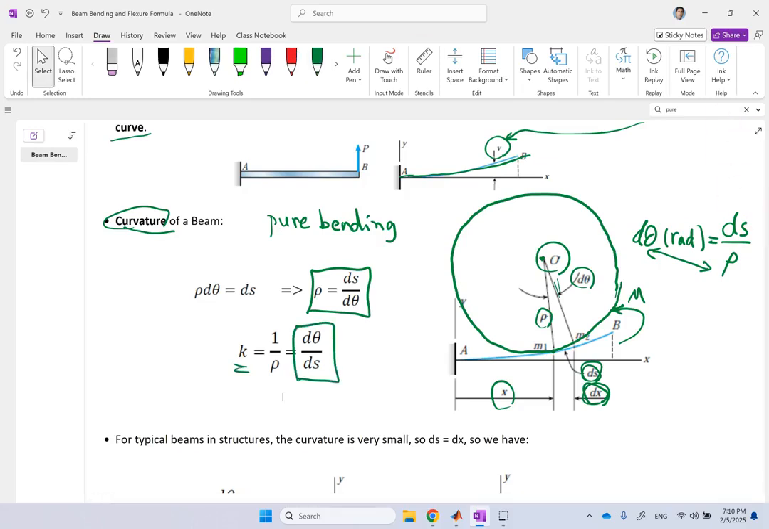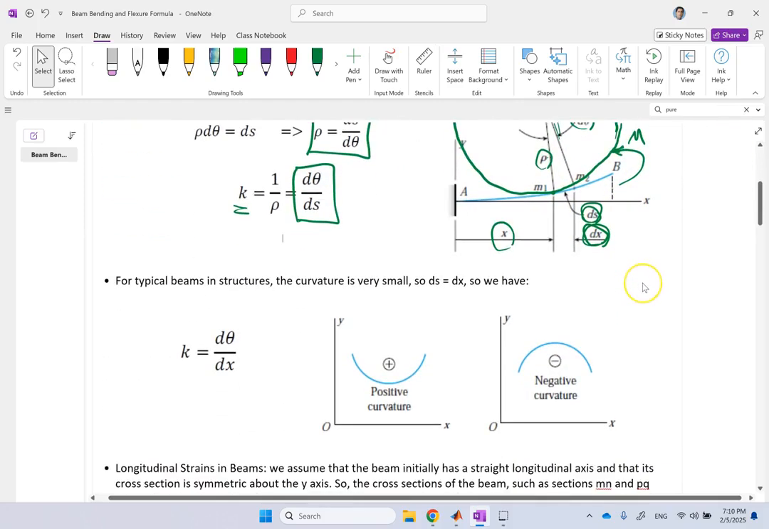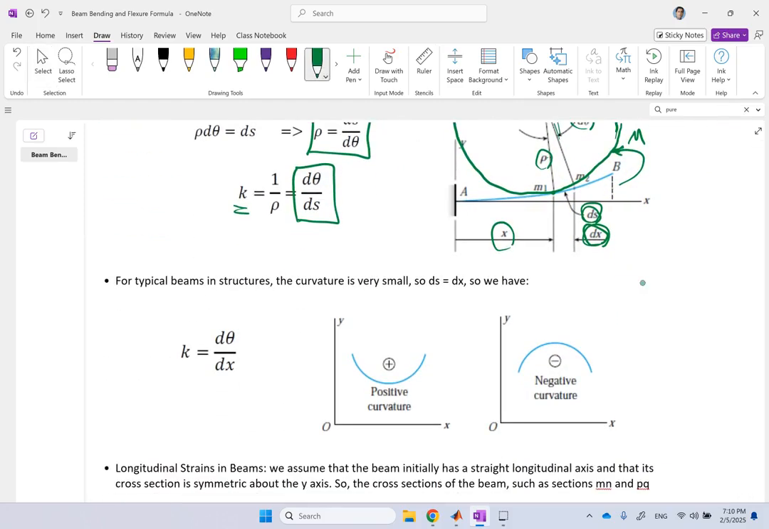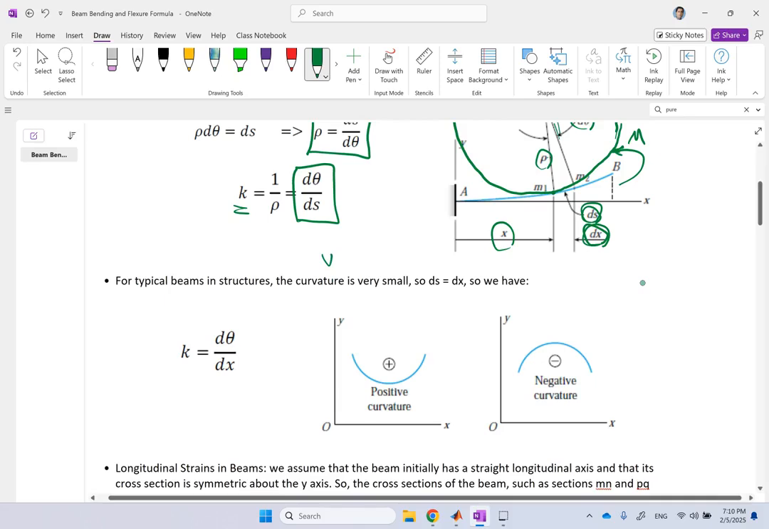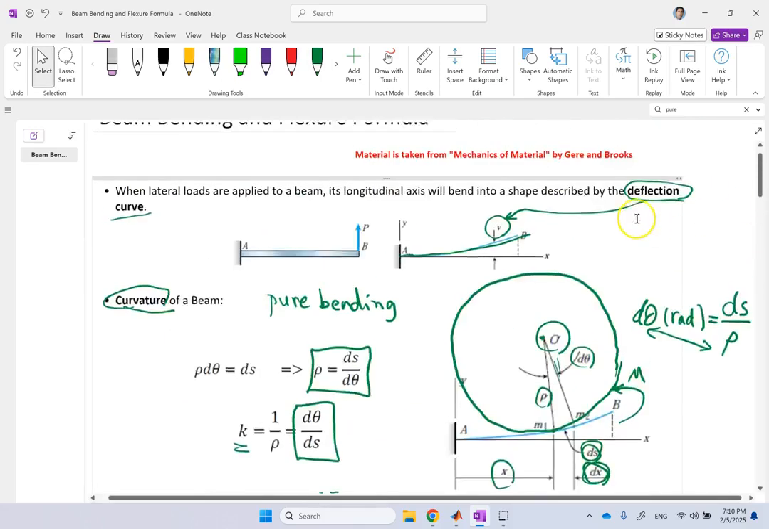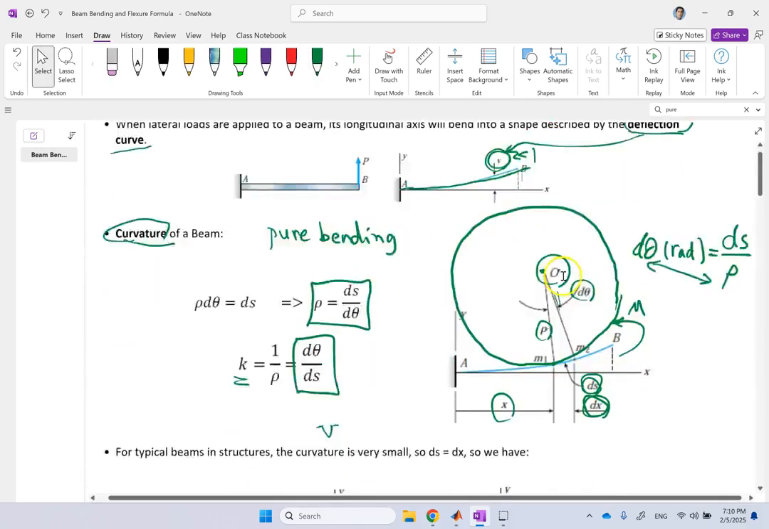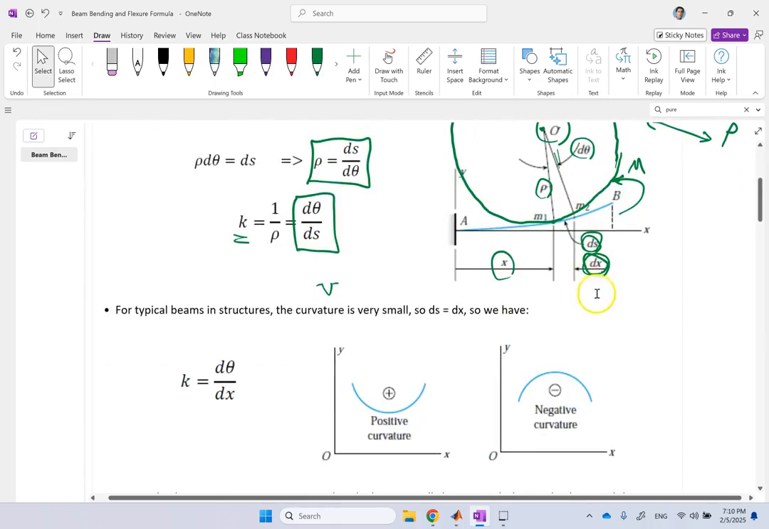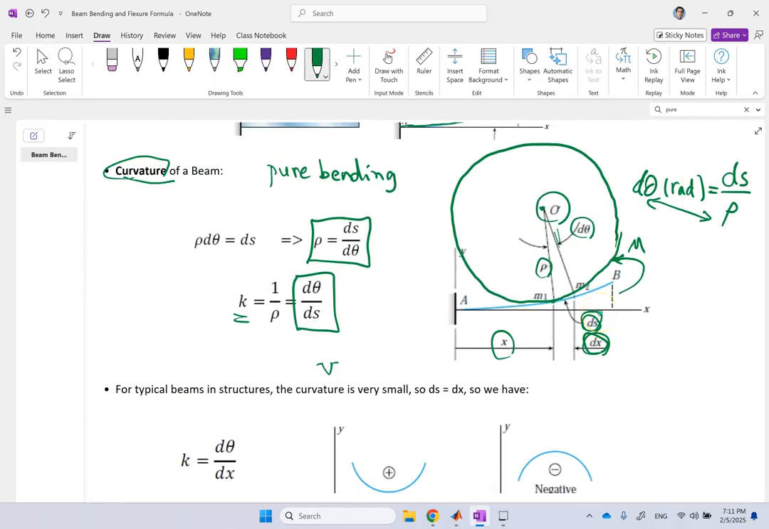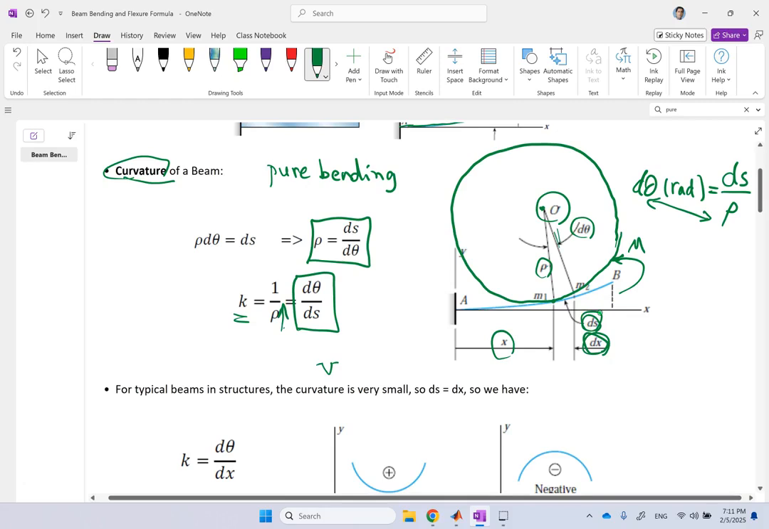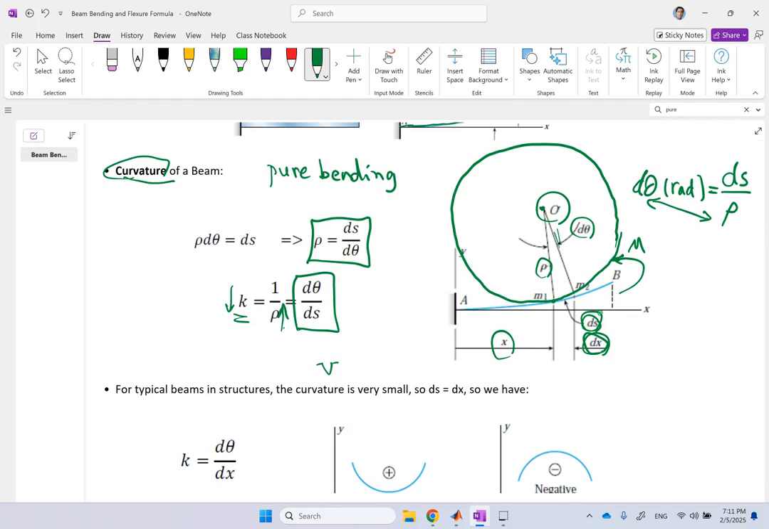Now, for typical beams in structures, the curvature and the deflections are very small. So these V values that I just showed you are very small numbers, and the curvature is very minimal, or the radius of curvature is very, very large. In that case, when this rho is a very big number or k is a small number, we can say that your ds is approximated by dx.